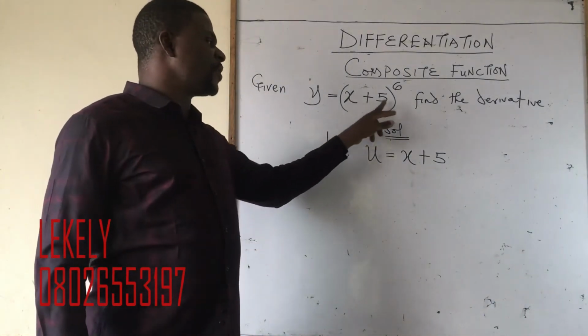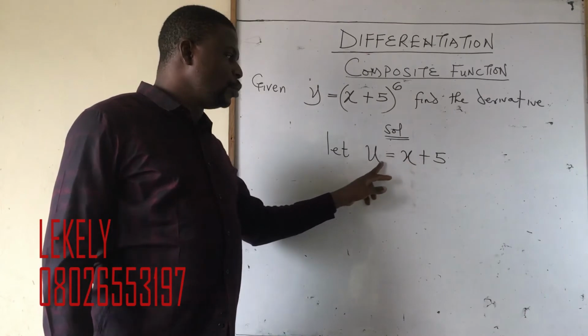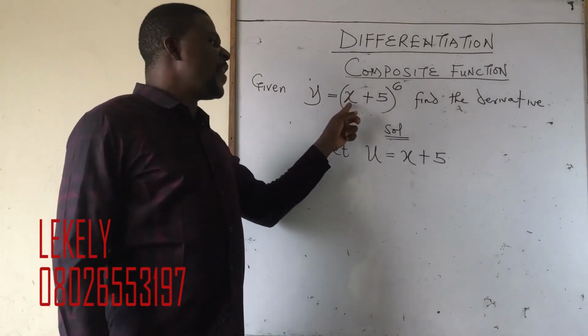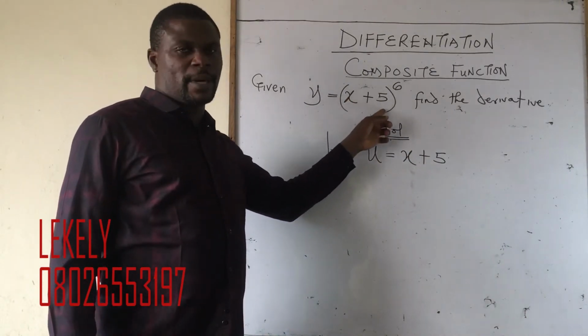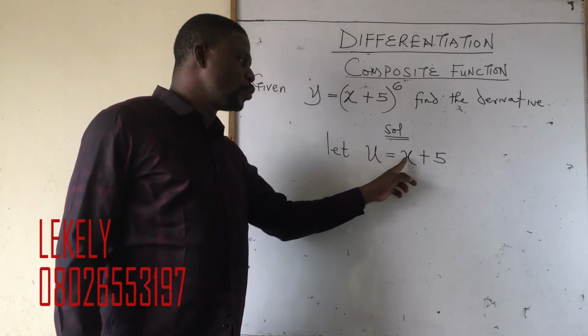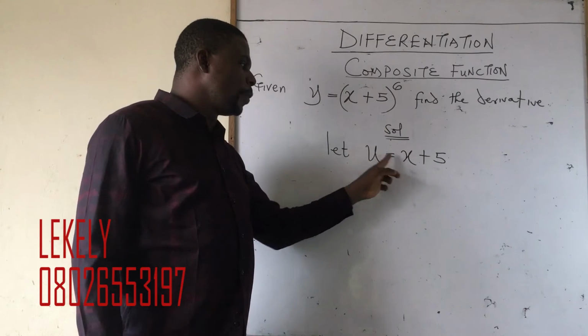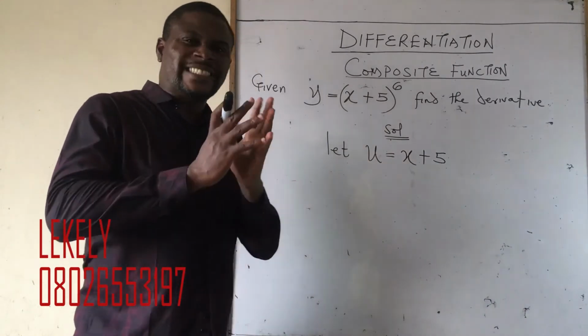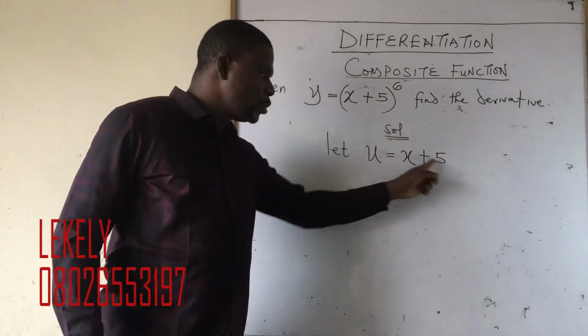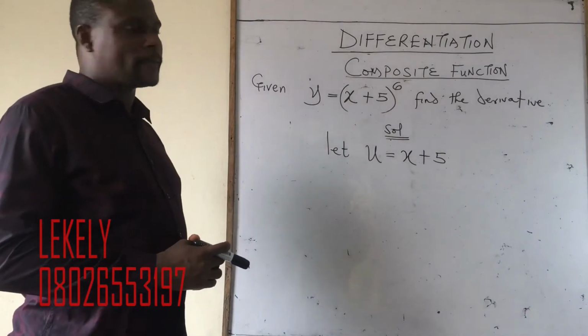So if I have x plus 10 in the bracket, u will be equal to x plus 10. If I have 2x plus 7 in the bracket, u will be equal to 2x plus 7. If I have x minus 15 in the bracket, u will be equal to x minus 15. Whatever you have in the bracket, let u be equal to that thing.